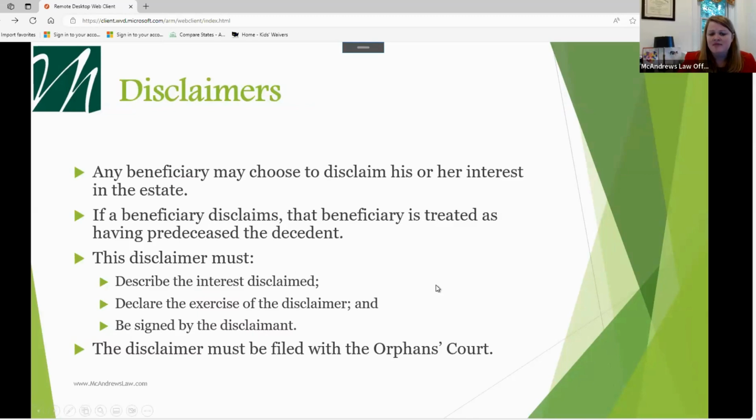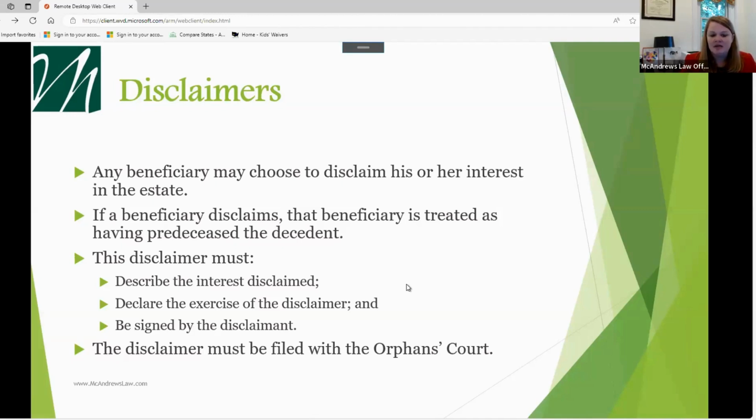Disclaimers. A beneficiary can also choose, maybe they don't want to inherit from the estate. Maybe that's going to cause them some issues. You can say, I disclaim, if you are going to inherit either under the will or via the intestacy statutes. And if you properly disclaim, the disclaimer has to be filed with the orphans court. But if you properly disclaim, you are treated as if you predeceased the decedent. So you can't necessarily disclaim in favor of someone.